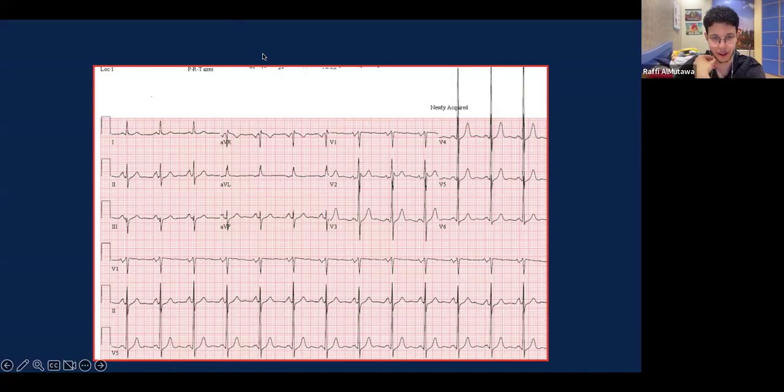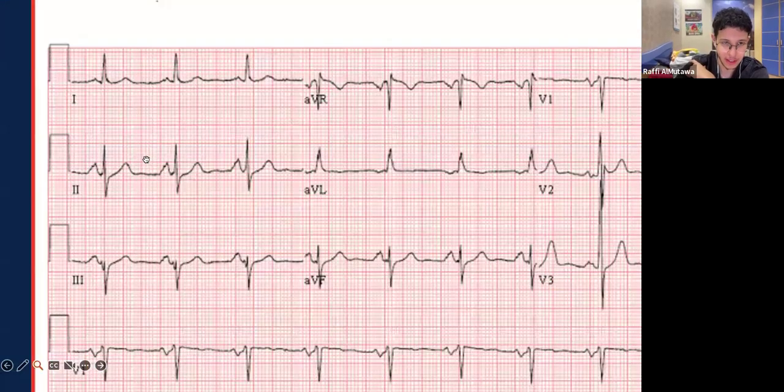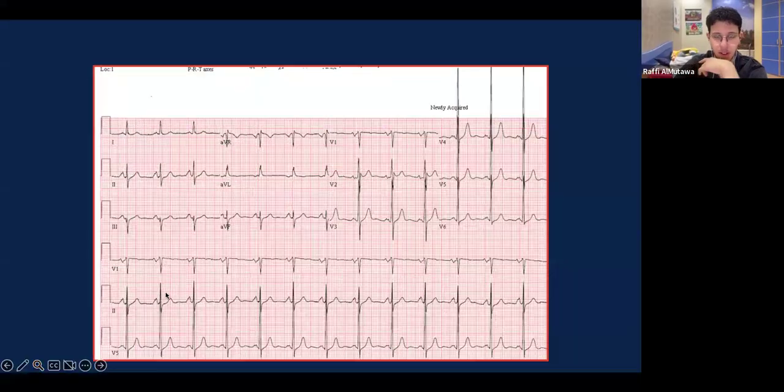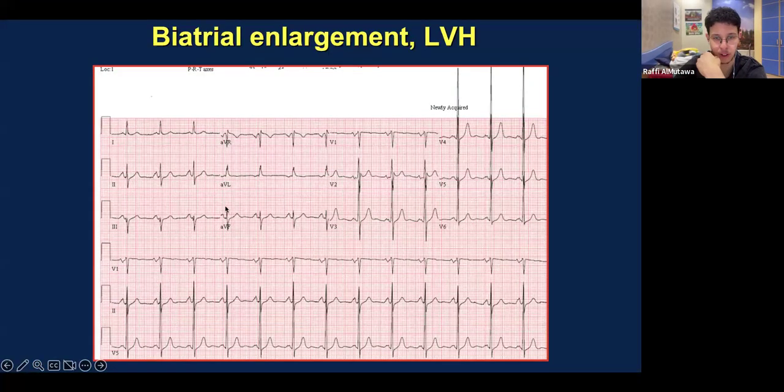All right, so there is left ventricular hypertrophy. Is there anything else? There is right atrial enlargement. Yeah. But let's look at lead two. Okay, so this is technically biatrial enlargement.